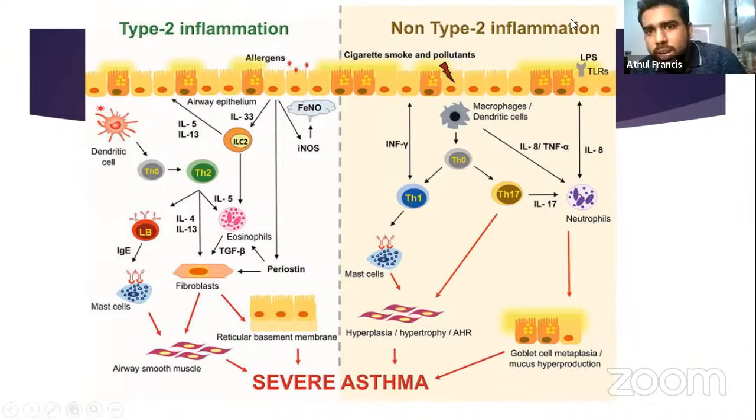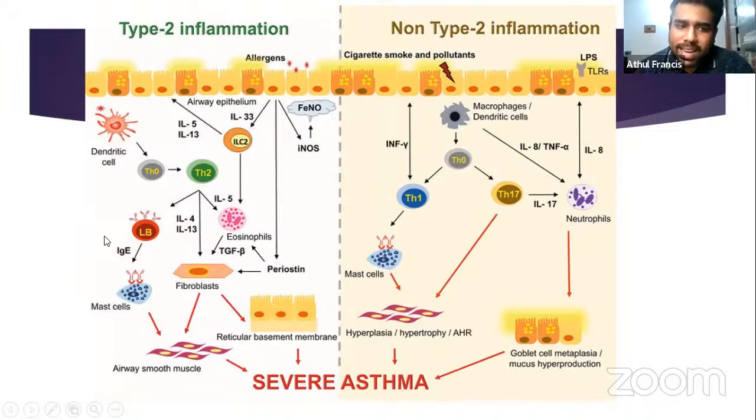Now, what happens in non-type 2 inflammation? Non-type 2 inflammation, as I told, is mostly due to cigarette smoke, pollutants, or rarely a viral infection. Here, the epithelium gets damaged. Whenever there's an epithelial injury, the macrophages or dendritic cells get activated. The T helper cells, or the Th0 cells, get differentiated into two types: one is Th1 and the other Th17. Here there's hyperplasia, hypertrophy, and airway hyperresponsiveness. In this also the mast cells are regulated, but there is no role of eosinophils here.